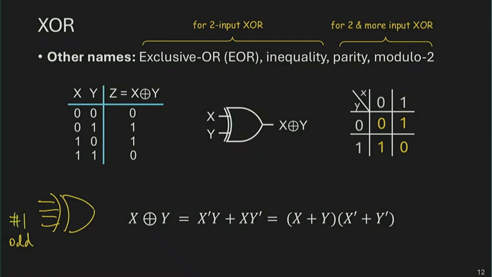Odd number of 1s at the inputs. Right? That is also true for this 2-input XOR gate. You have an odd number of 1s at the inputs, output is 1, but you can also generalize the same idea to a multi-input XOR gate.